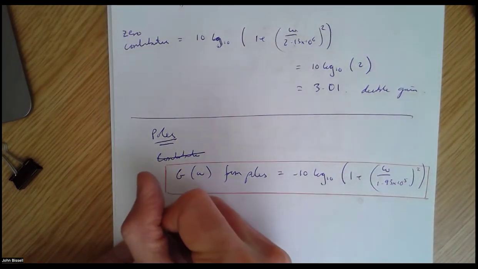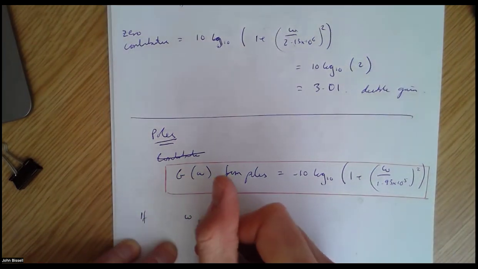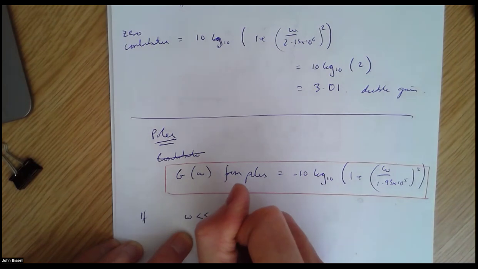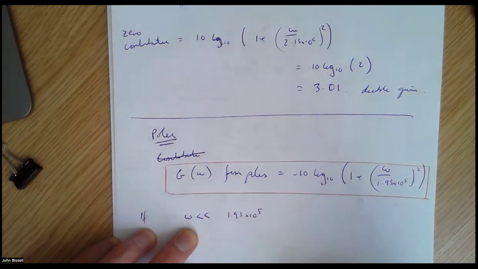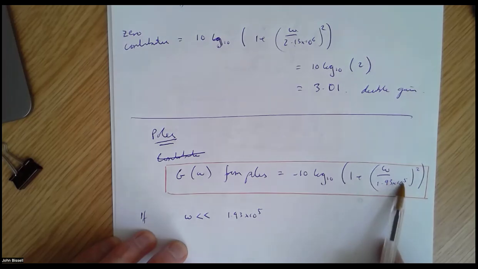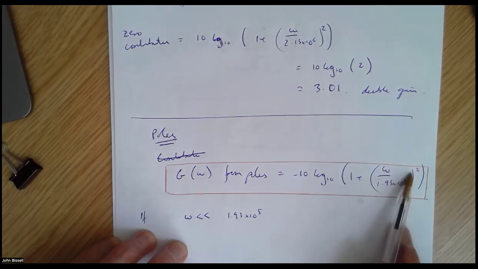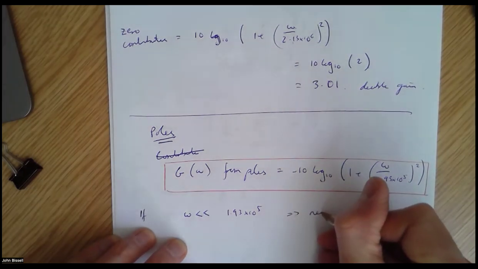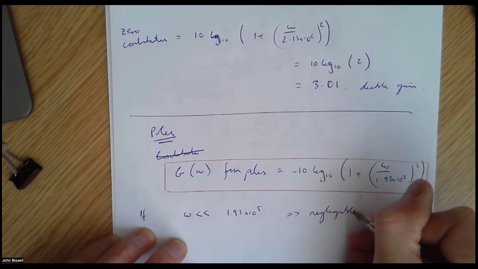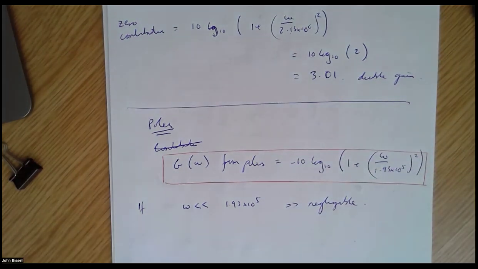As before, if omega is much less than 1.93 times 10 to the 5, so this term is much less than this term, this thing squared is going to be really, really small, and log to base 10 of 1 is just going to give us about 0. So that implies it's negligible.